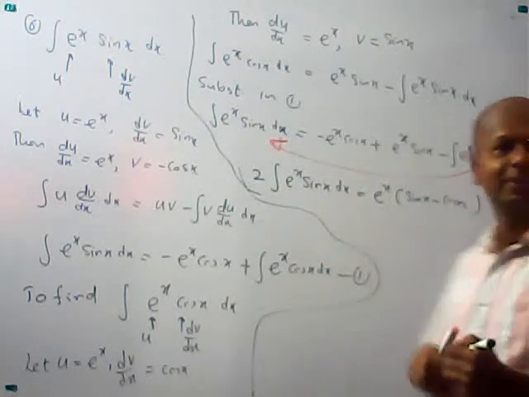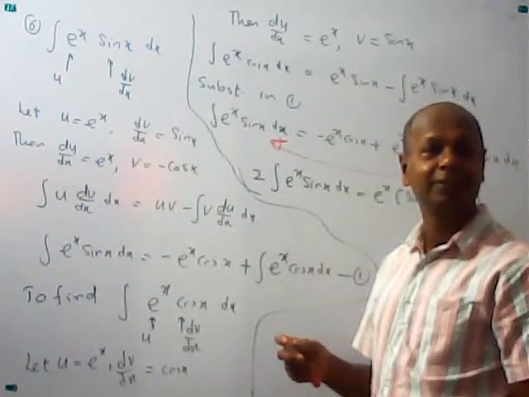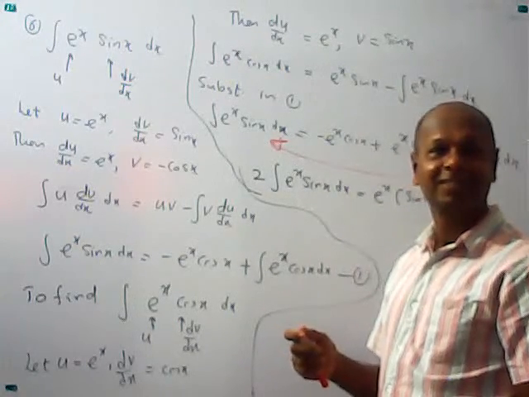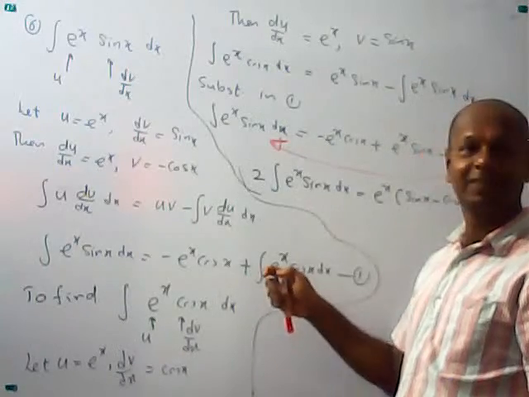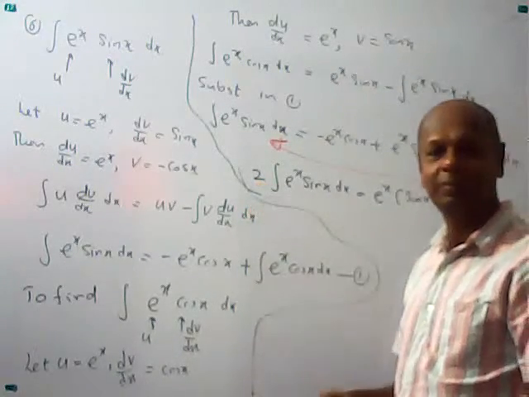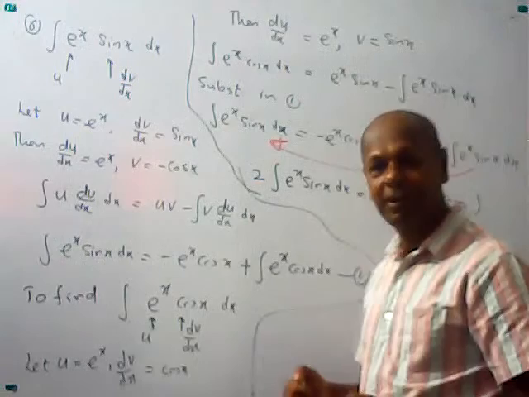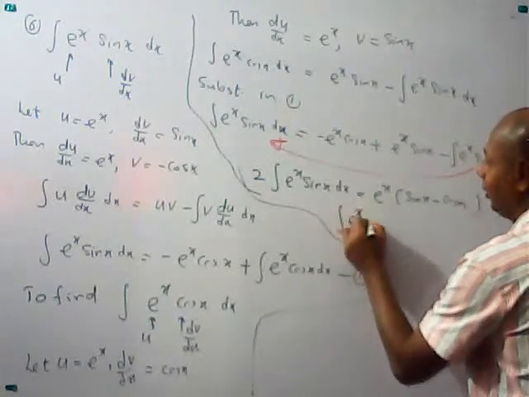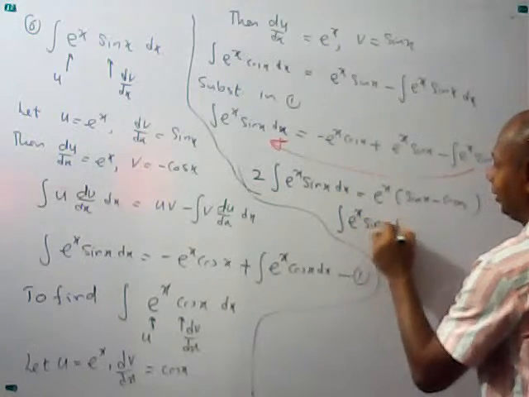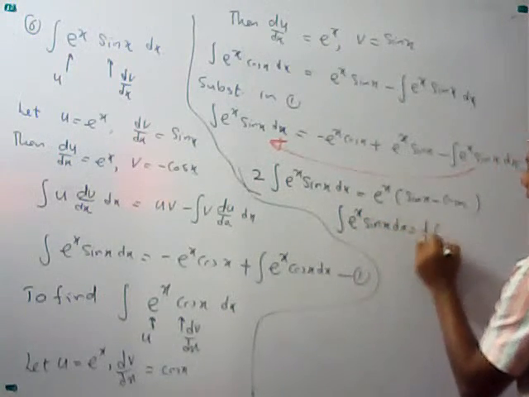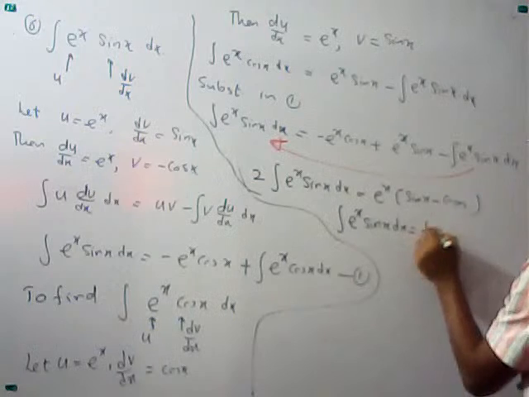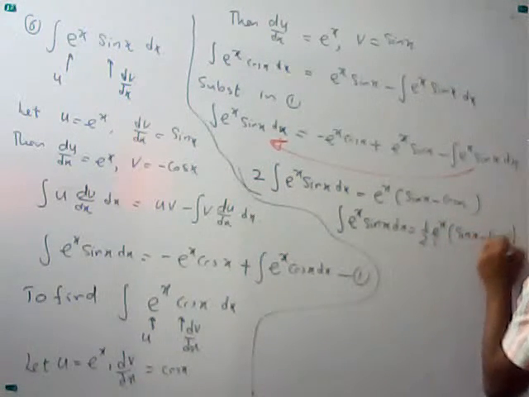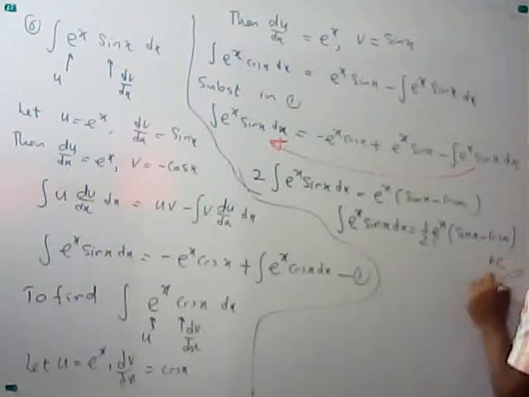And finally, what do you do to get the answer? Just divide by 2. That's all you have to do. Are you there? Just divide by 2. So the integral of e^x sin x dx equals half e^x (sin x minus cos x). Don't forget to write plus c on the side.